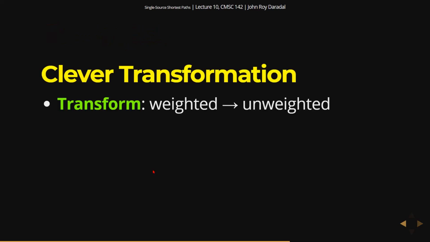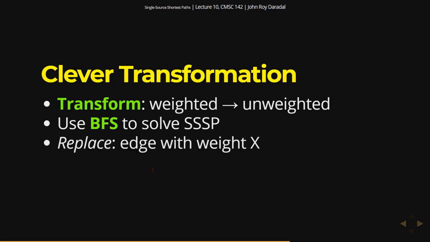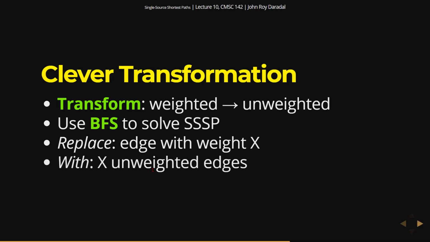But how about if we do a clever transformation to make the weighted graph become unweighted? If we can transform the weighted graph to an unweighted graph, then we can use BFS to solve our problem. So since each edge is weighted, each edge has weight x. We'll replace each edge with weight x with x unweighted edges.